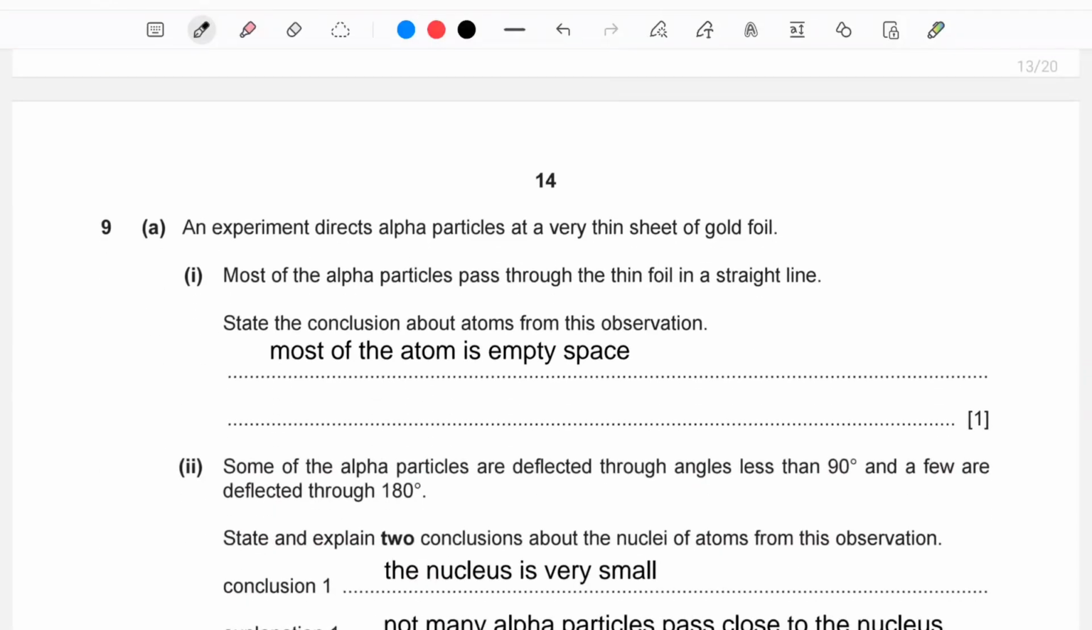Question 9. An experiment directs alpha particles at a very thin sheet of gold foil. Most of the alpha particles pass through the thin foil in a straight line. State the conclusion about the atoms from this observation. Most of the atom is empty.